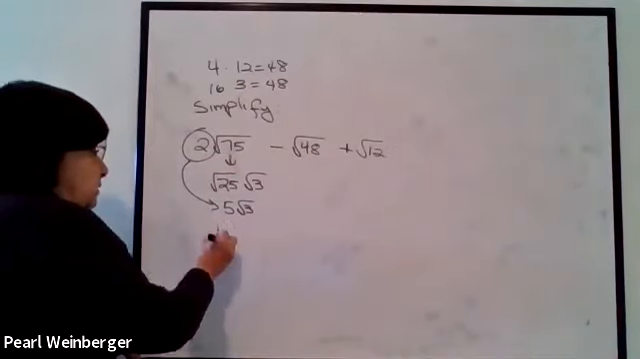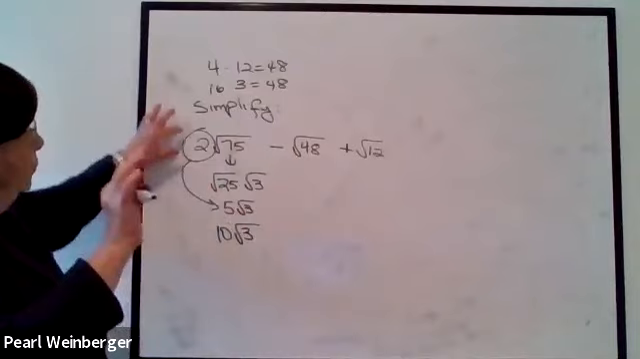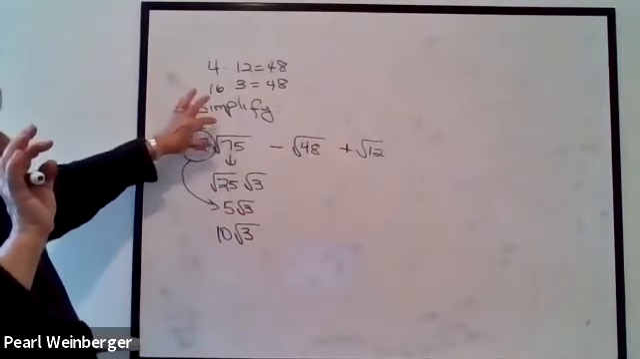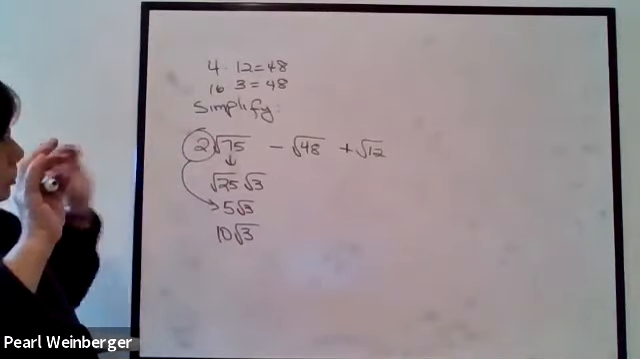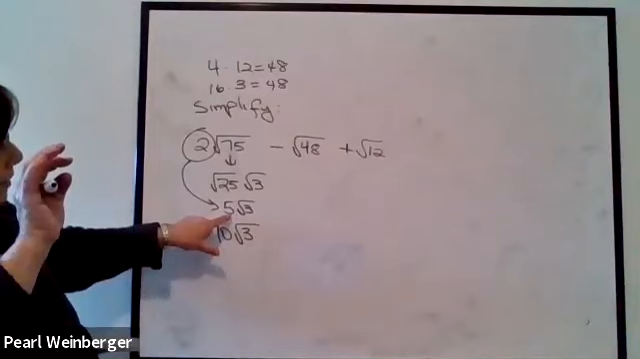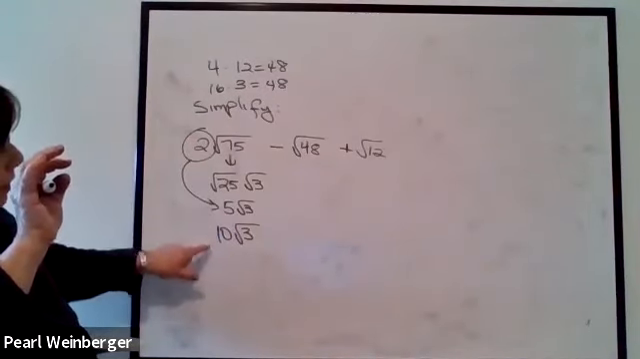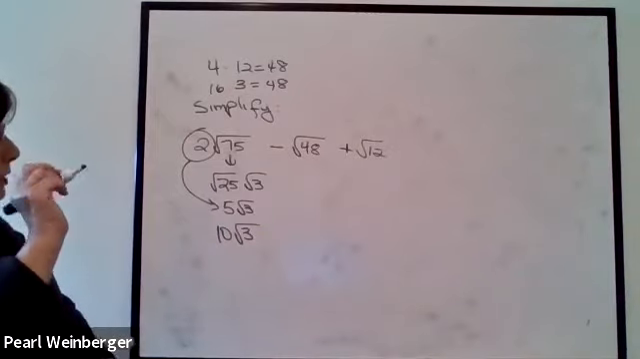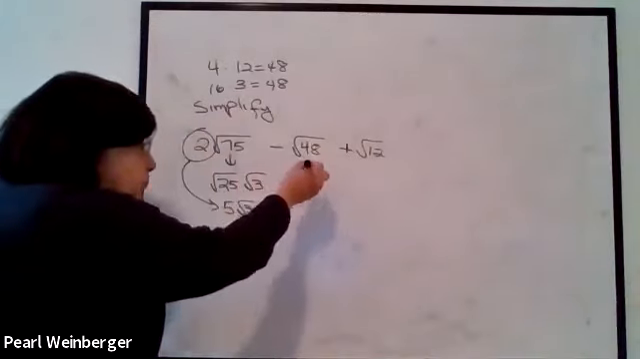So this gives me 10 radical 3. In simplified form, 2 radical 75 is 10 radical 3. So what do we do? We simplify the radical and then multiply the old number outside with the new number outside, and that's what we got, 10 radical 3. Okay, now let's go to this 48.